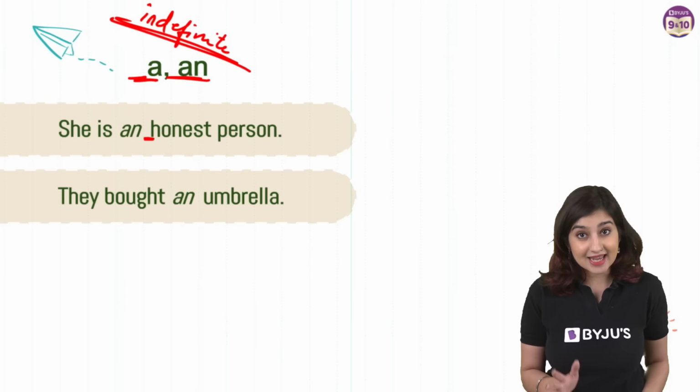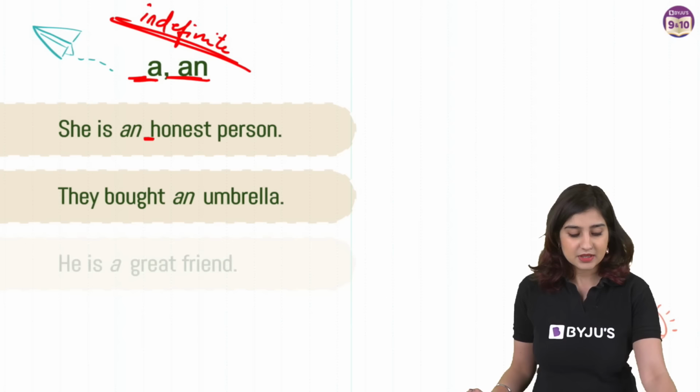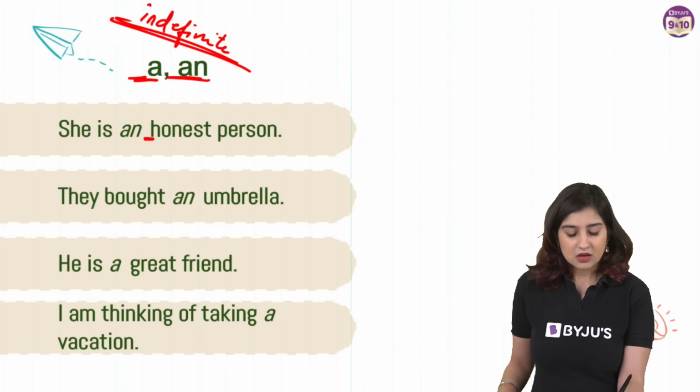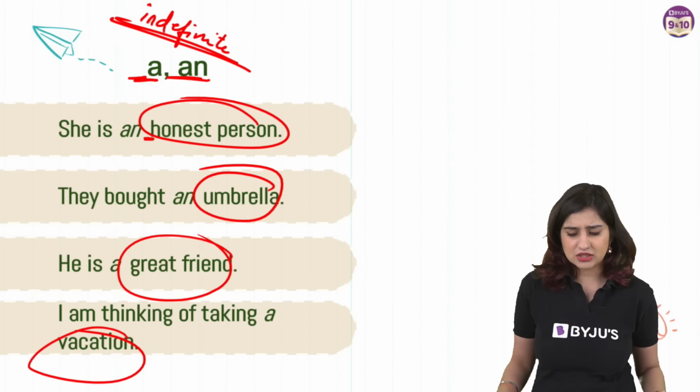They bought an umbrella. He is a great friend. I am thinking of taking a vacation. Okay, so here honest person is your noun phrase, umbrella is your noun, great friend is your noun phrase, and taking a vacation. Okay, all right, let me quickly tell you what a noun phrase is.